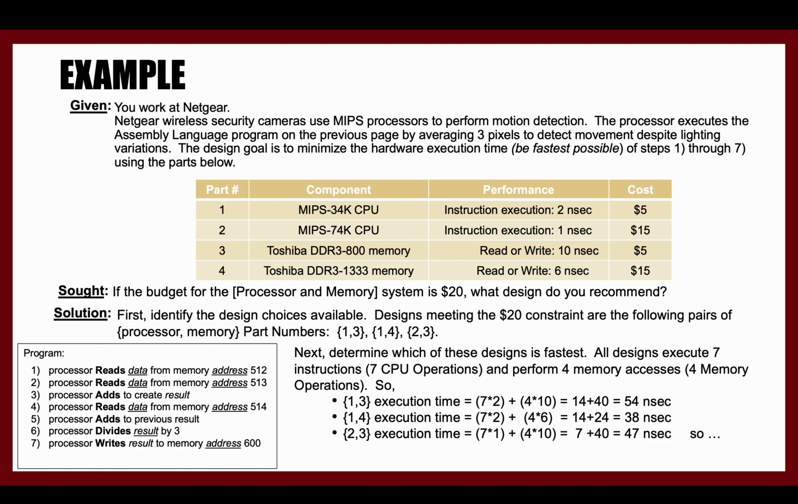The slide presents a problem where you need to choose the fastest hardware design for a Netgear wireless security camera under a $20 budget. The options within the budget: processor 1 and memory 3, execution time 45 nanoseconds; processor 1 and memory 4, execution time 38 nanoseconds; processor 2 and memory 3, execution time 47 nanoseconds. The recommendation is to choose the one with memory 4, as it is the fastest option within the budget at 38 nanoseconds.